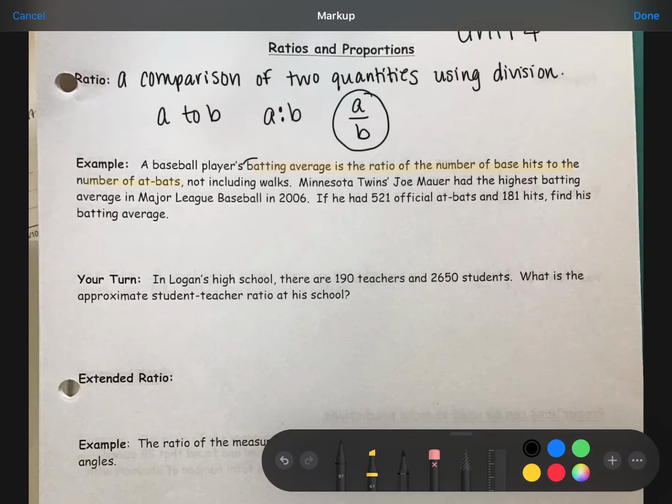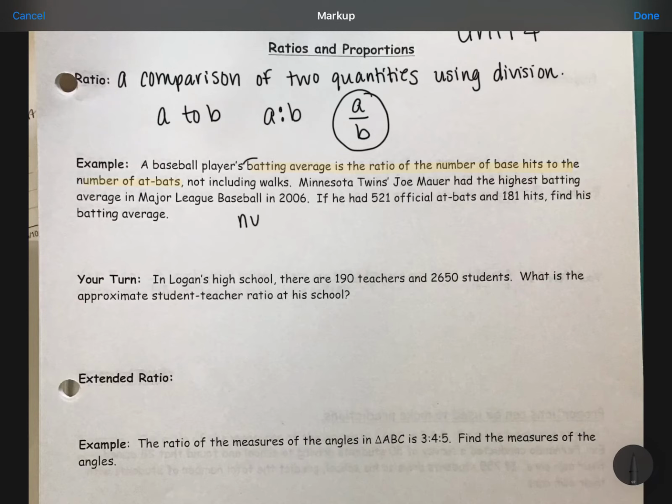We're going to put the number of hits over the number of at-bats. So how many times was he at bat goes on the bottom, and however many hits he got goes on the top. And if we keep reading, it says he had 521 at-bats, so that goes on the bottom, and 181 hits, that goes on the top.